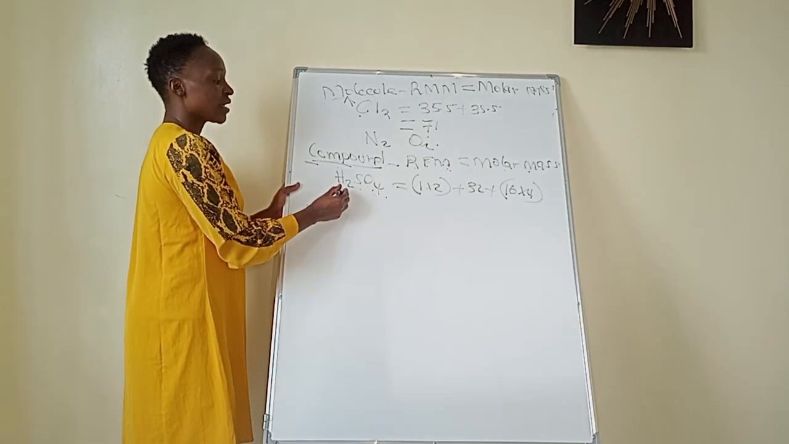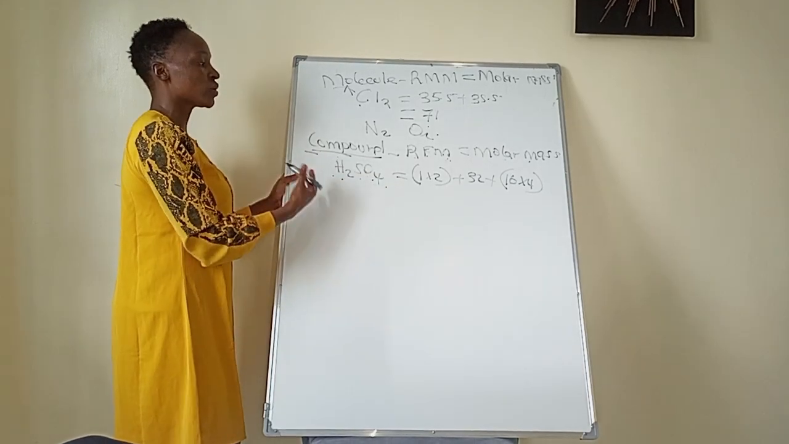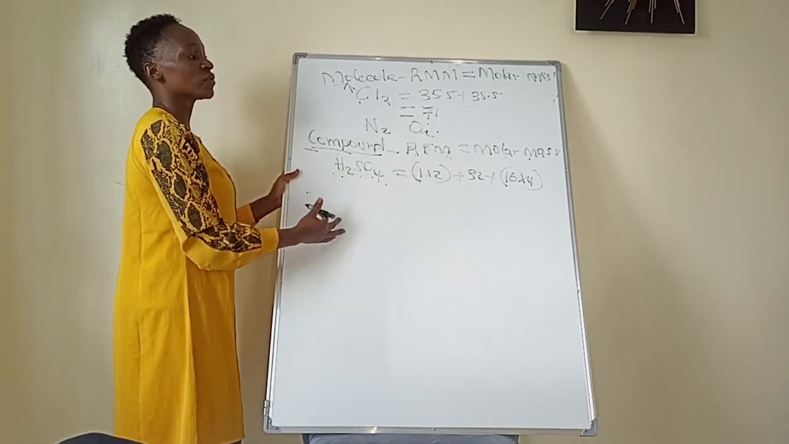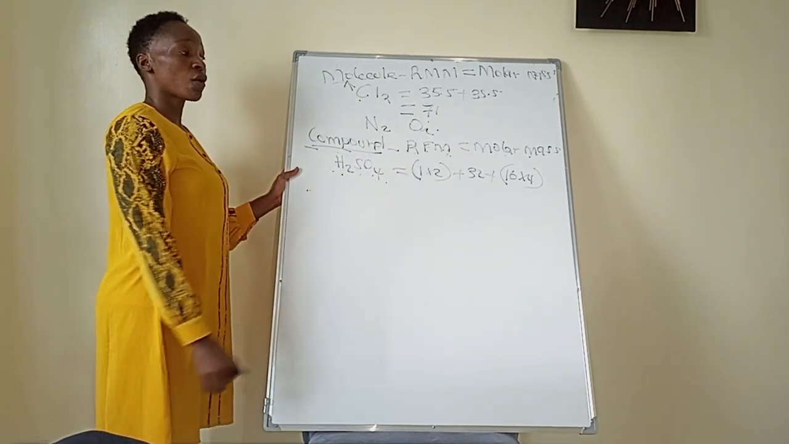And we are using the example of sulfuric(VI) acid, but you have so many compounds. Any compound you want to know the relative formula mass, which will be equal to the molar mass, you add the masses of individual atoms forming that compound.